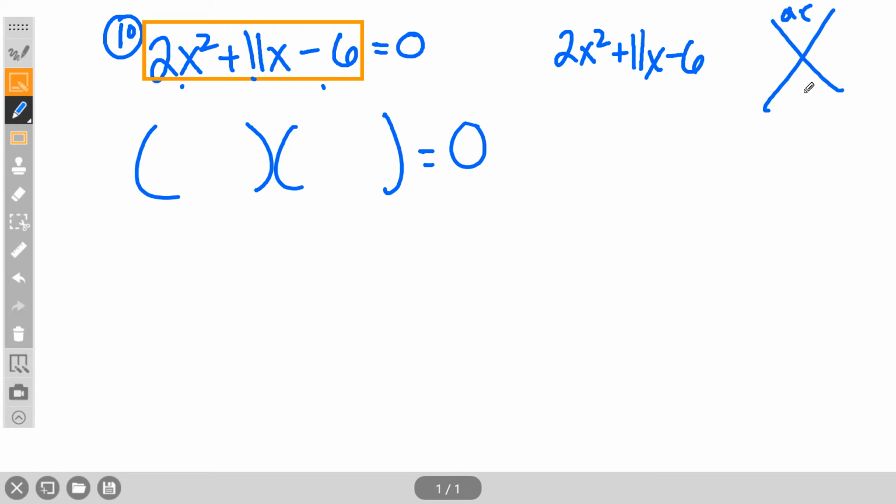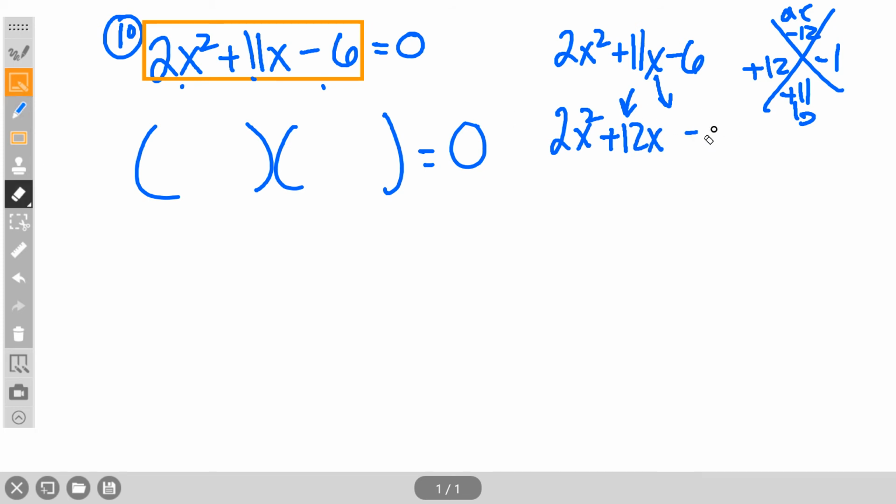So a times c, 2 times -6 is -12. b is +11. So numbers that multiply to -12 and add to 11 are +12 and -1. Multiplying these gives -12, adding these gives +11. So I can use that to split this middle term into +12x and -1x, or just minus x.